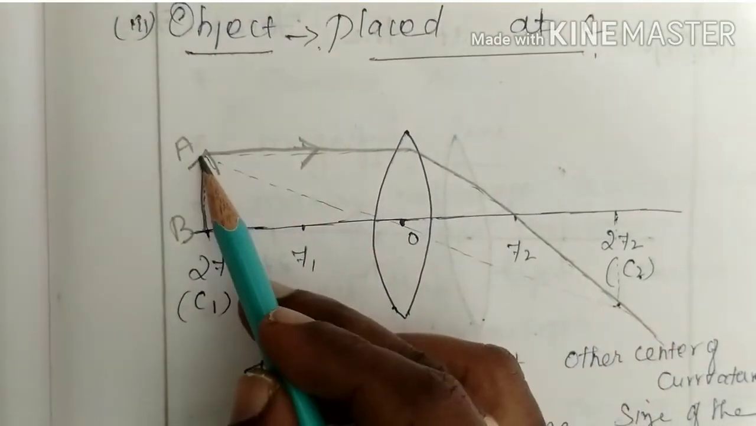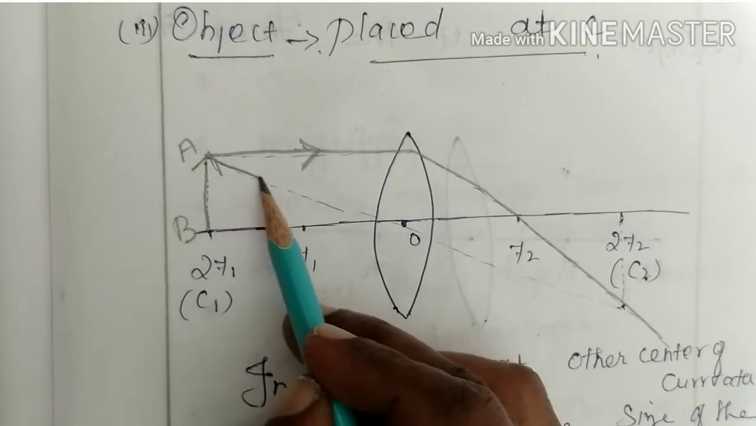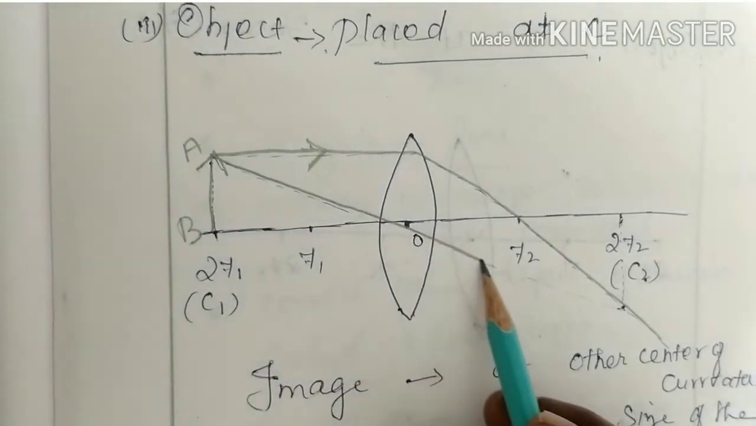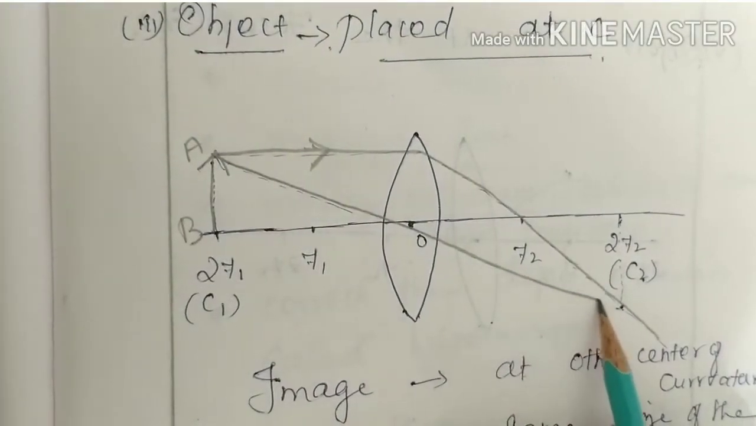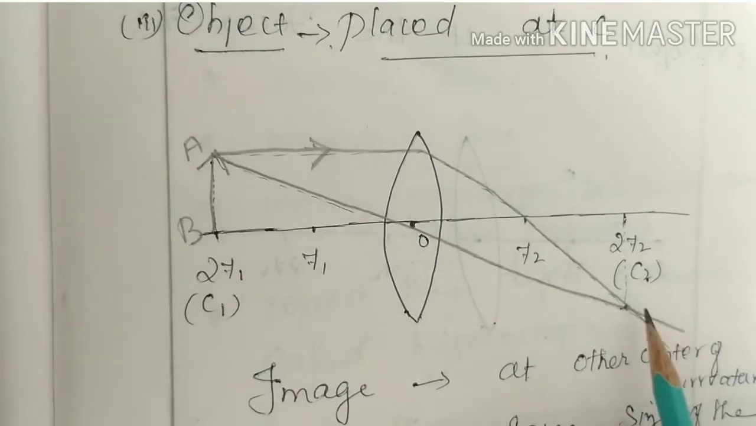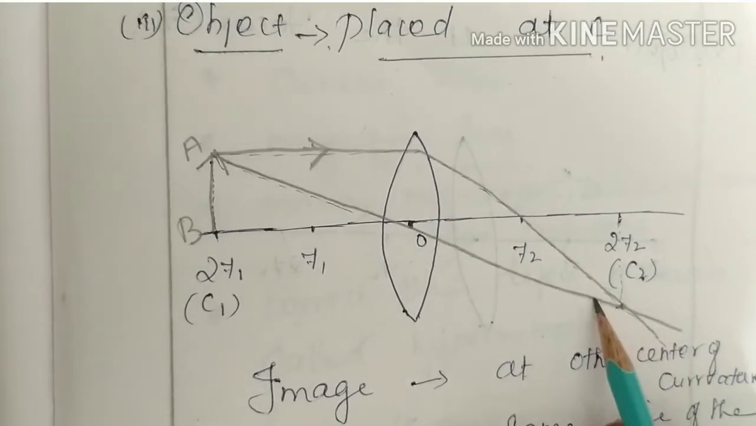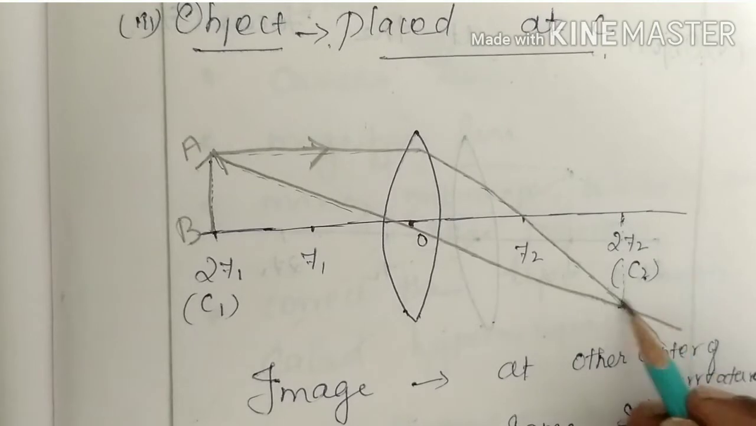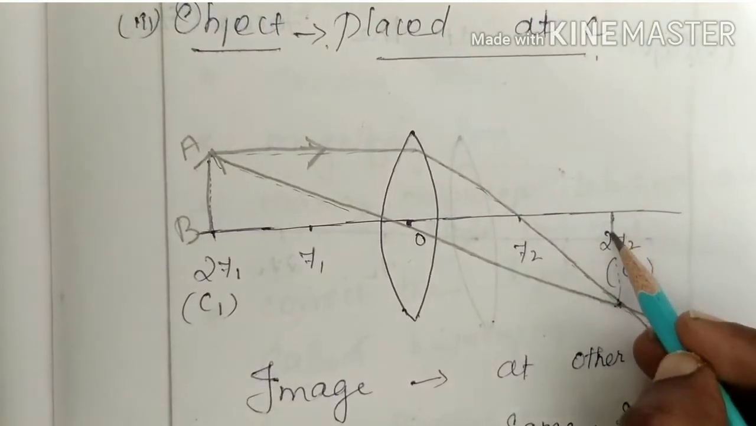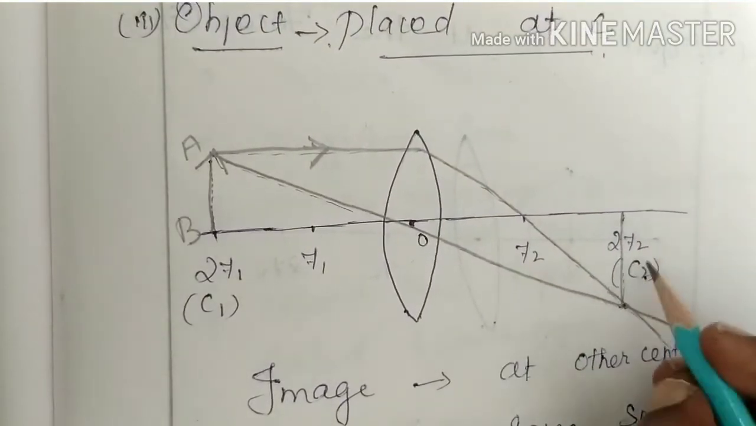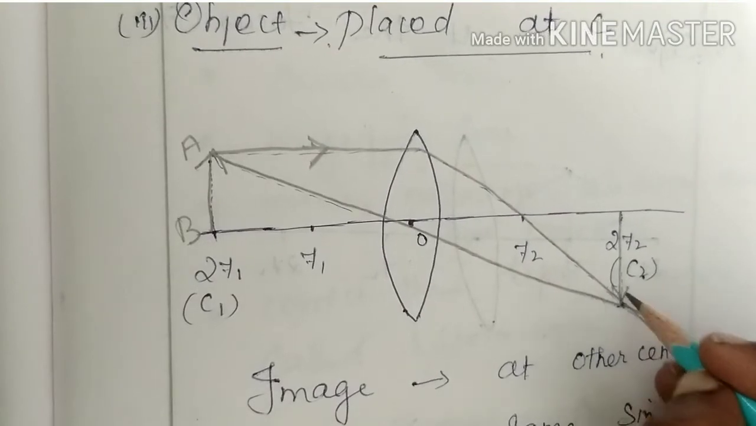Then the next ray, it is passing through the optic center. Optic center means without any deviation, it will go along the same path. Now where are the two rays meeting? So this point. Okay, so this point means correctly this side, the center of curvature. So here the inverted image is formed.